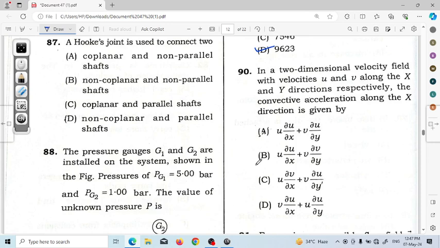Next question number 90. In a two-dimensional velocity field with velocities u and v along x and y direction respectively, the convective acceleration along the x direction is given by u del u by del x plus v into del u by del y. So option A is the correct answer.